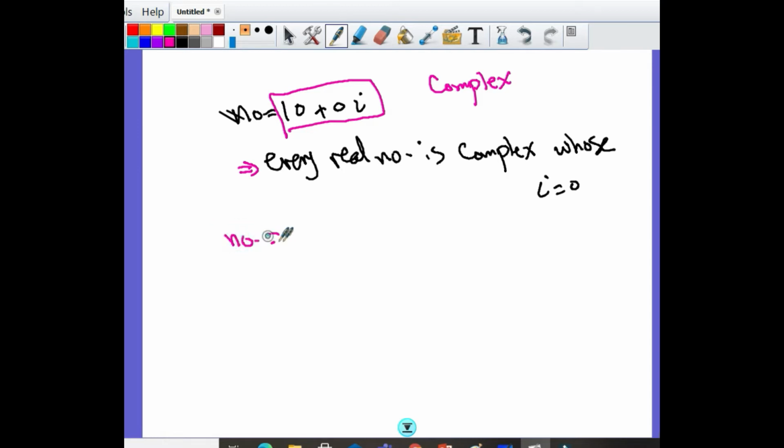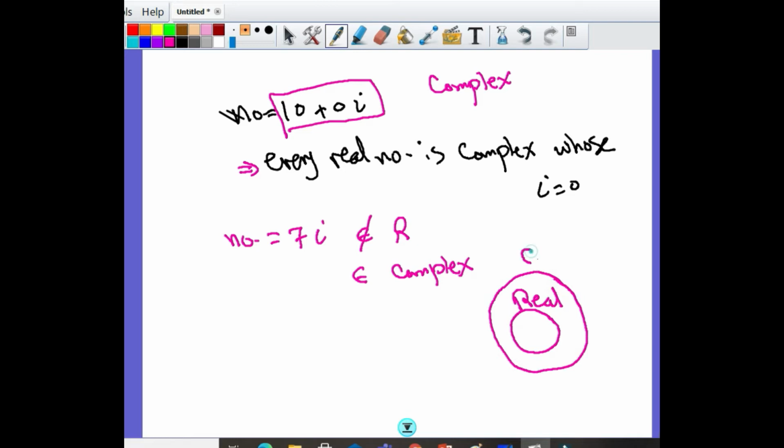طيب if we have a number like 7i، ينفع اقول عليه real number؟ لا، دي doesn't belong to real numbers but belongs to the set of complex numbers. تاني، يبقى انا لو عندي imaginary number ده didn't belong to R but it belongs to the set of complex numbers. Why? As the last set we studied before was the set of real numbers, and outside the set of real numbers is C, which is the complex numbers, which contains all the real numbers. So every real number is complex, but the inverse is not true.